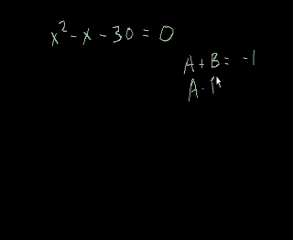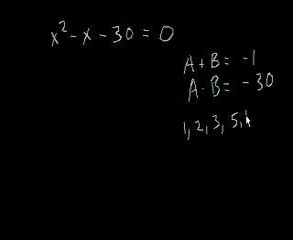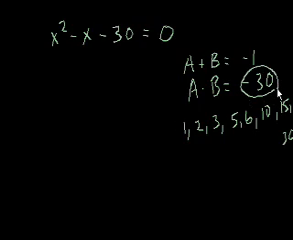and a times b will equal minus 30. Well, let's just think about what all the factors are of 30. There's 1, 2, 3, 5, 6, 10, 15, and 30. Well, something interesting is happening this time, though. Since a times b is negative 30, one of these numbers has to be negative. They both can't be negative, because if they were both negative, then this would be a positive 30.